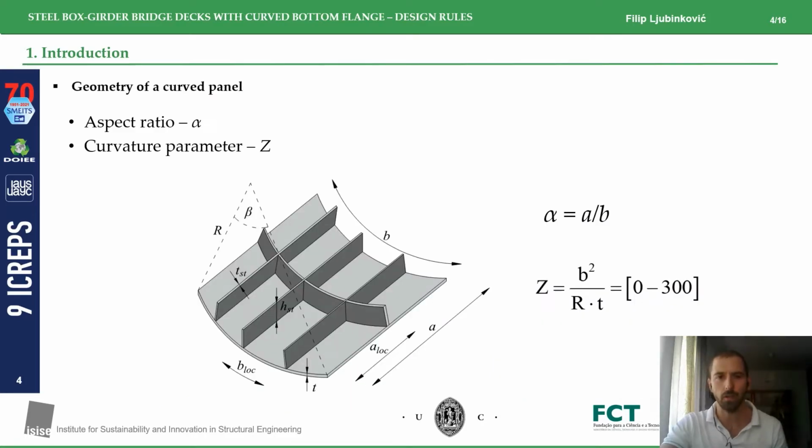Now, if we take a look only at the curved bottom flange, we can see that it can be described by many geometrical parameters. However, we commonly use these two non-dimensional parameters, aspect ratio and the curvature parameter zeta. Aspect ratio is the ratio between the length and the width of the panel, and the zeta parameter takes into consideration pretty much all the other geometrical parameters here. In the case of bridges, it can go up to 300, sometimes even beyond 300.